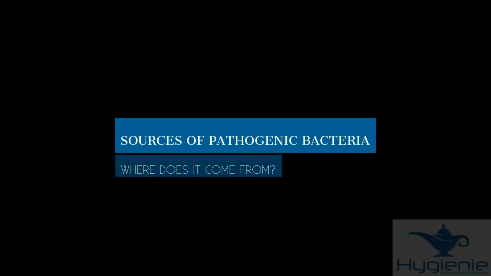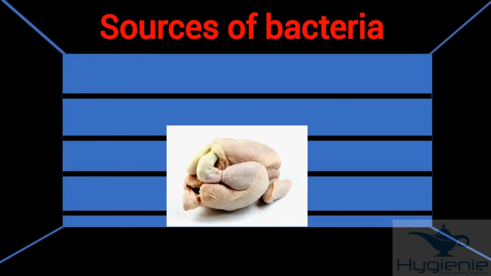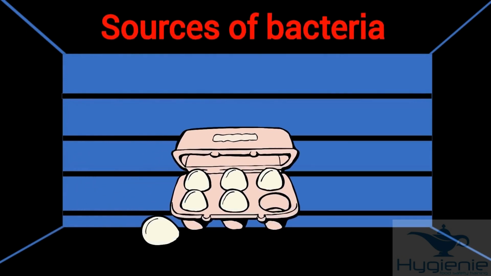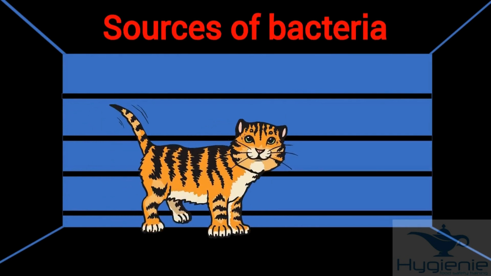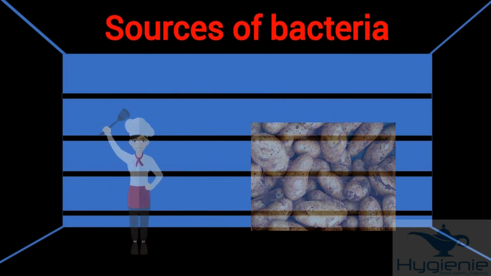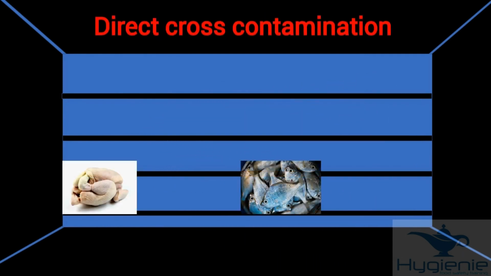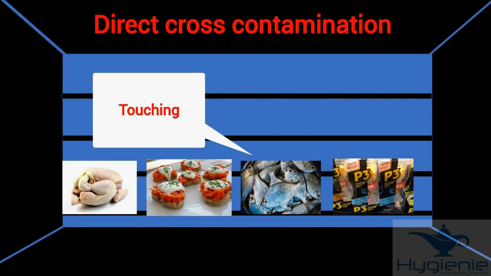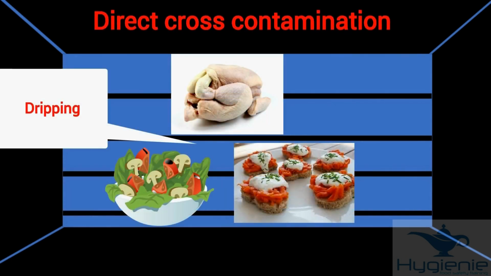So, where do pathogenic bacteria come from? The main examples are raw meat and poultry, eggs, pests, pets, soil and dirt, and people. Direct cross-contamination occurs when raw food is touching or drips onto ready-to-eat food.